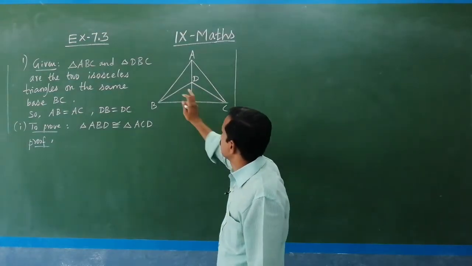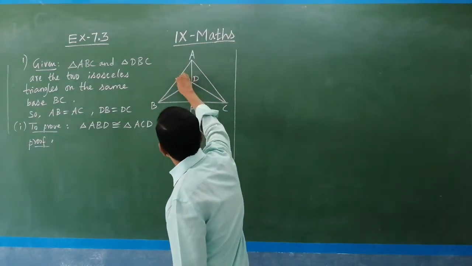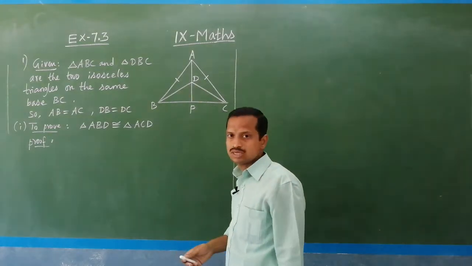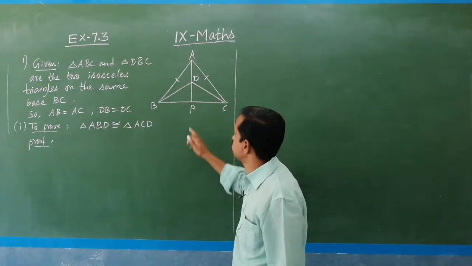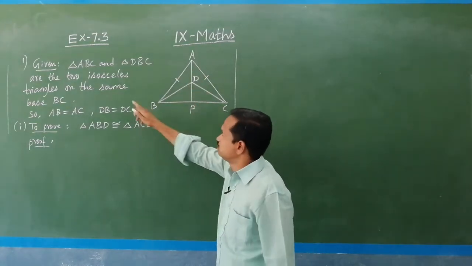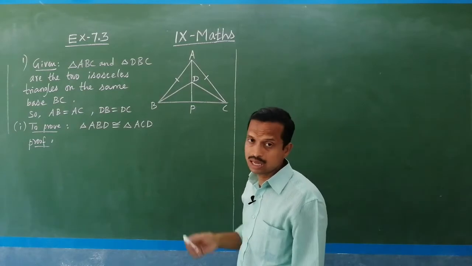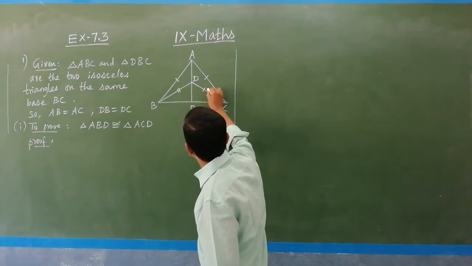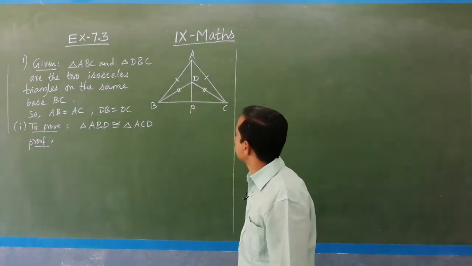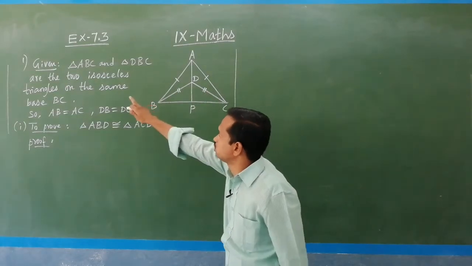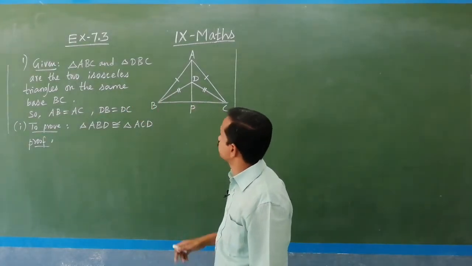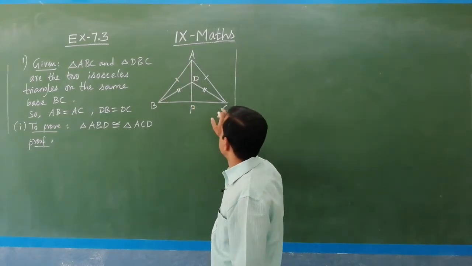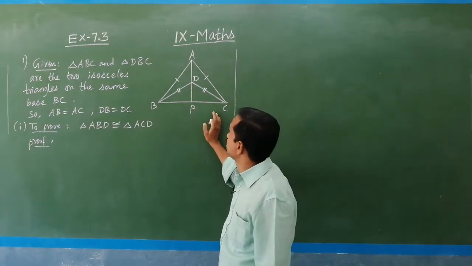In this triangle ABC, AB and AC, these two sides are equal. And here D is a point inside the triangle but above BC. BC is the common base for ABC and DBC. It is given that both are isosceles triangles. These two sides are also equal, I am putting the double mark, because it is given DBC is also an isosceles triangle on the same base BC. So for DBC the base is BC, for ABC also the base is BC.